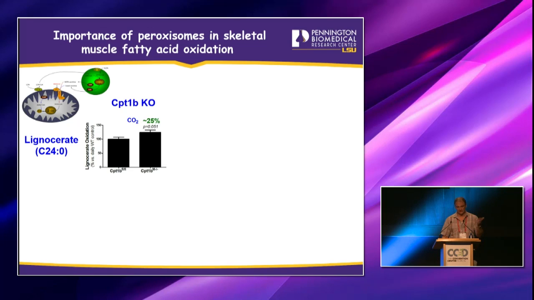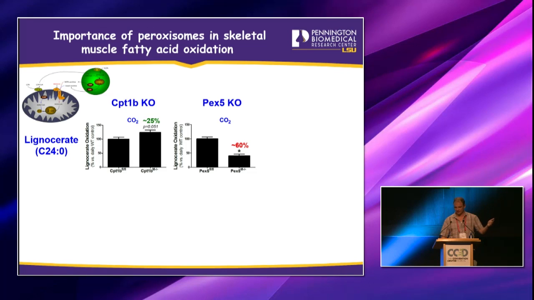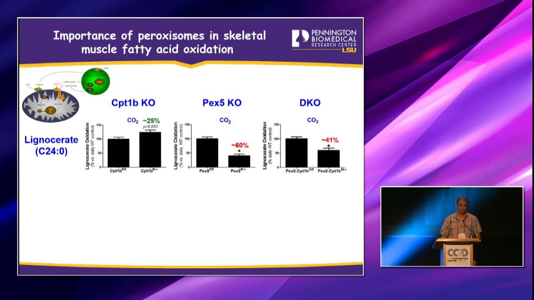So we wanted to delve a little bit deeper into the mechanisms. One of the first things we did was take tissue homogenates and measure lignoceric acid oxidation to get an idea of what's happening with peroxisomal function. Just like in the original cohort, we saw about a 25% increase in peroxisomal oxidation in the CPT1 knockout mice, indicating upregulation of peroxisomes. And as you'd expect, when we knock out PEX5 in our PEX5 knockouts and double knockout animals, we see significant decreases in peroxisomal oxidation. This is more confirmatory of the genotypes than anything.